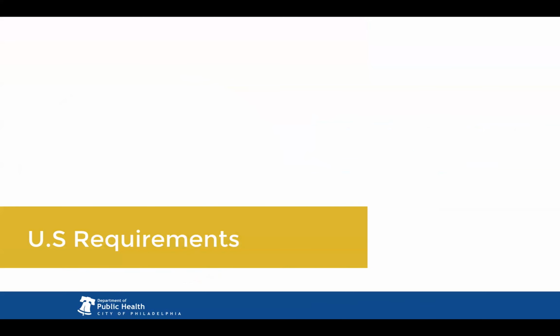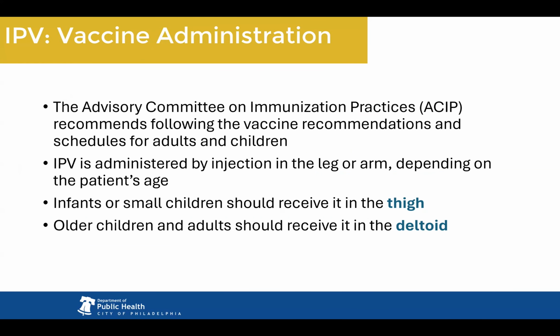U.S. requirements. IPV vaccine administration. The Advisory Committee on Immunization Practices, also known as ACIP, recommends following the vaccine recommendations and schedules for adults and children. IPV is administered by injection in the leg or arm, depending on the patient's age. Infants or small children should receive it in the thigh. Older children and adults should receive it in the deltoid.